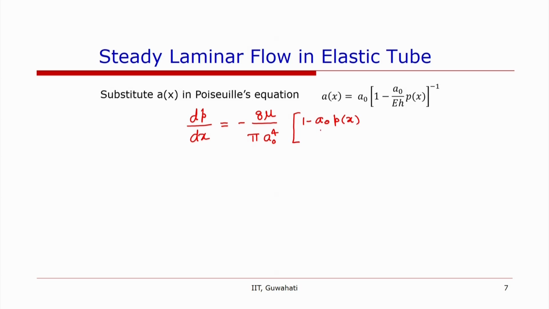Px over EH, whole to the power minus 4. So 8 mu over pi A to the power 4 into Q. So we can bring Q here. Q is the given flow rate. Now this is a differential equation in Px. We have eliminated A successfully from here. So we have only two variables here, P and X, and we can integrate it.